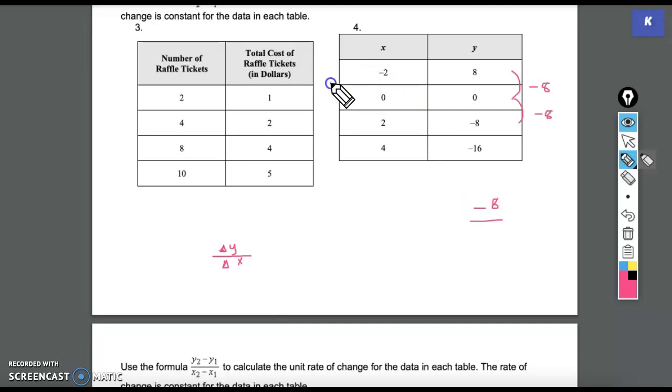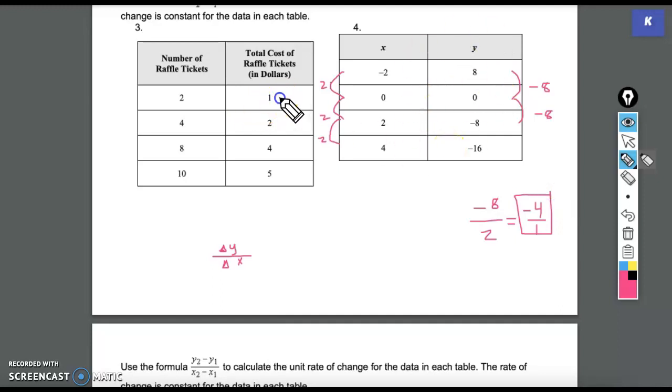And then again from here to here. If I'm going from -2 to 0, that means I'm adding 2. If I go from a 0 to a +2, that means I'm adding 2. And again, you don't have to check every single one of them. You can just check 1 or 2 to make sure that they're the same number. So I have a -8 over 2. Again, remember, I have to reduce my fraction. So I can divide both of these by 2 and get a -4 over 1. So this would be my slope for this table.